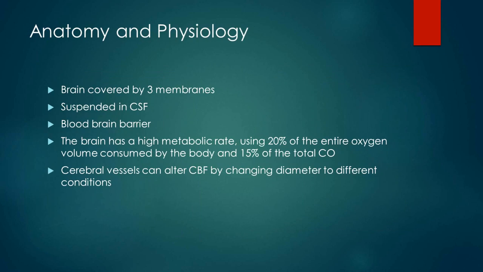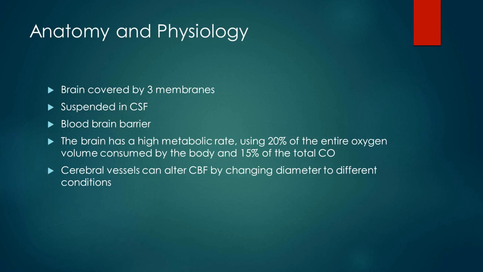Another quick anatomy and physiology review. Again, dura, arachnoid, and pia define the pathological conditions of traumatic hematomas. The brain is suspended in CSF. The CSF is produced by the choroid plexus. It maintains the microenvironment of the brain. The blood-brain barrier protects the brain and the CSF from the rest of the bloodstream. It typically helps keep the brain away from infections or other things.